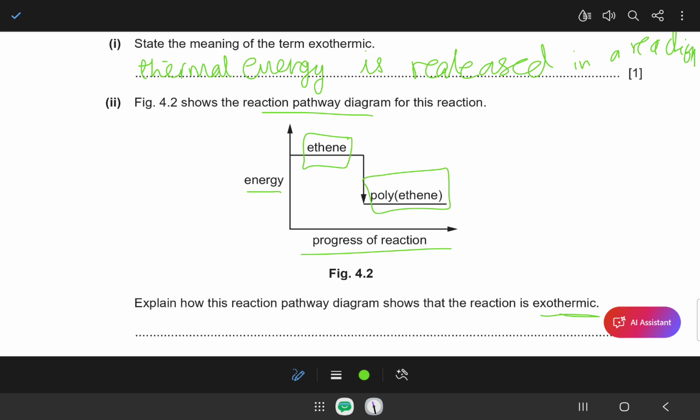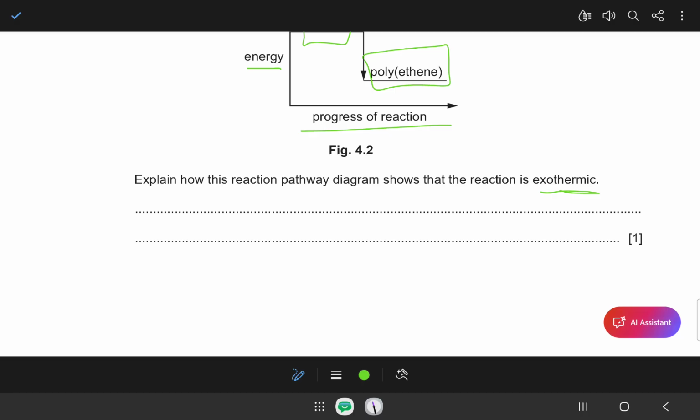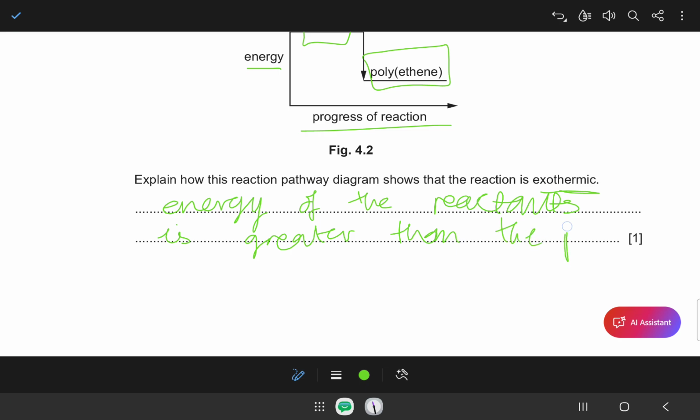So here we can see that the energy of the reactants is higher or greater than the energy of the product. So that's one of the key features of an exothermic reaction. They want us to write that: energy of the reactants is greater than the products.